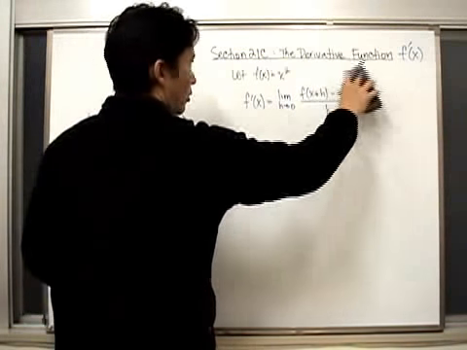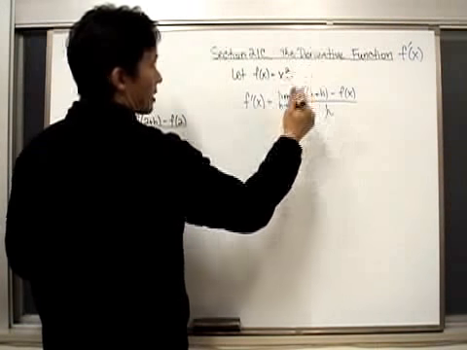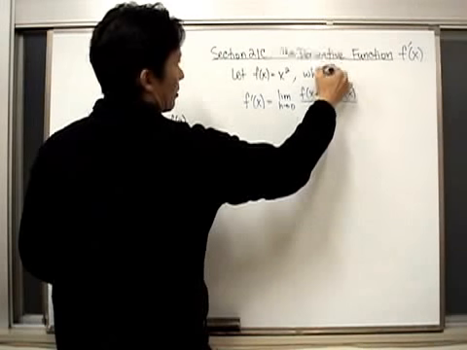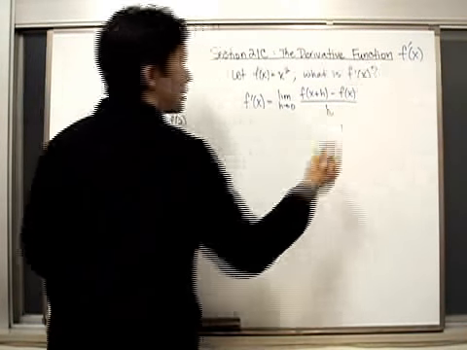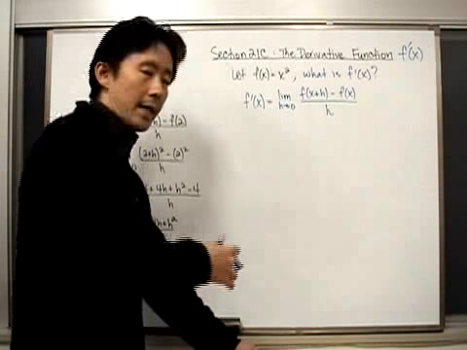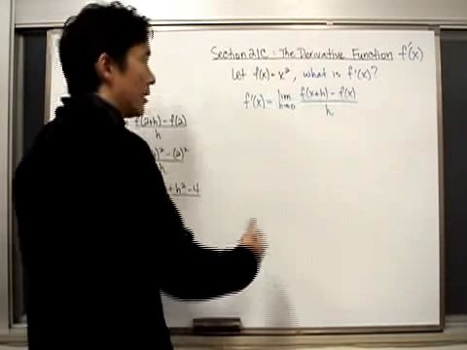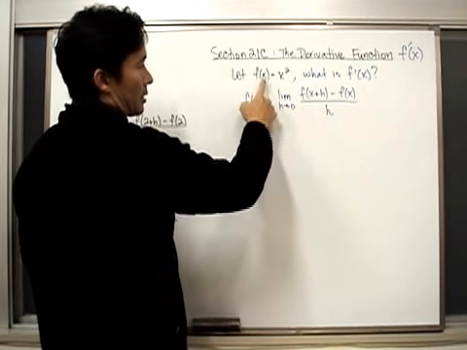Now, of course, the question is slightly different. It says let f of x be equal to x squared. What is f prime of x? What is the derivative function for this? Okay, let's go ahead and start. We do exactly the same thing that we did before, except we're going to substitute the value of x plus h into this here.